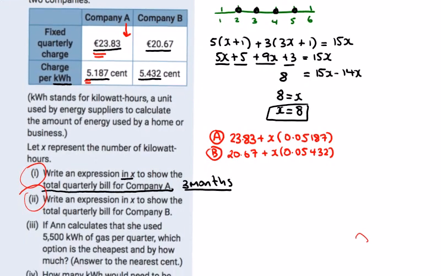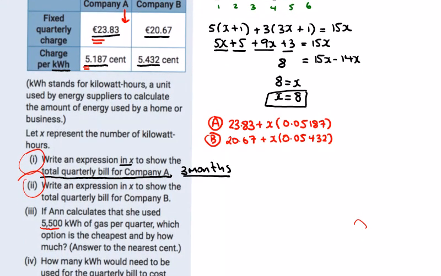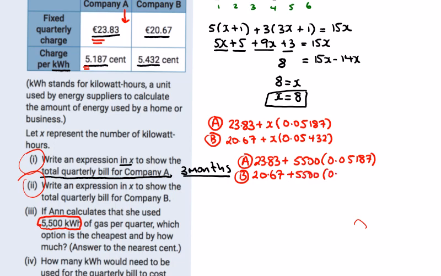If Anne calculates that she used 5,500, that's what x is. Which option is cheapest? Okay, so just write this out again. 23.83 plus 5,500. So it's just a calculator use question when you set up your equations. And the second one, B, 20.67 plus 5,500 times, and then just double check each one on the calculator.